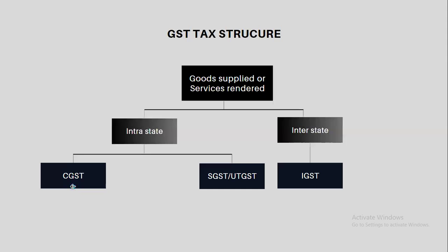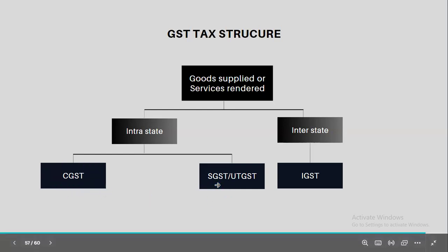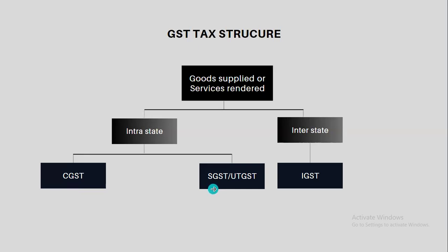CGST is nothing but central goods and service tax. This tax is directly paid to the central government. Coming to SGST, state goods and service tax, it is directly collected by the state government. And this UTGST is levied on union territories. If any supply of goods and services takes place within union territories, then this UTGST is paid by the suppliers. This is the intrastate tax structure.